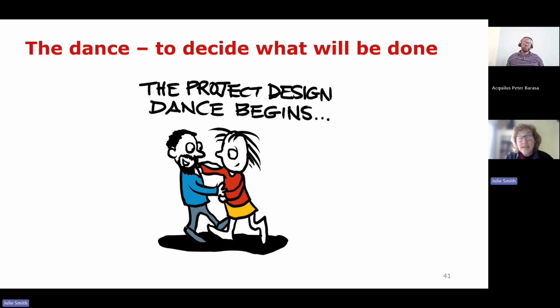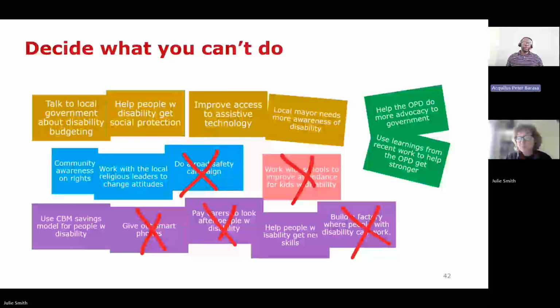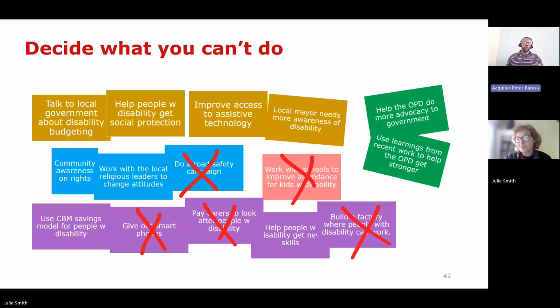So it's that dance, and that's why it's important to have had those conversations right back at the start, before you even start formulating this project plan, about what are the partners' expectations and what are our expectations. So then you start to decide what you can and can't do. So you've got all these solutions, you've grouped them, but there's some things that you're not going to work on. So you cross these out. Good ideas, but not for us.